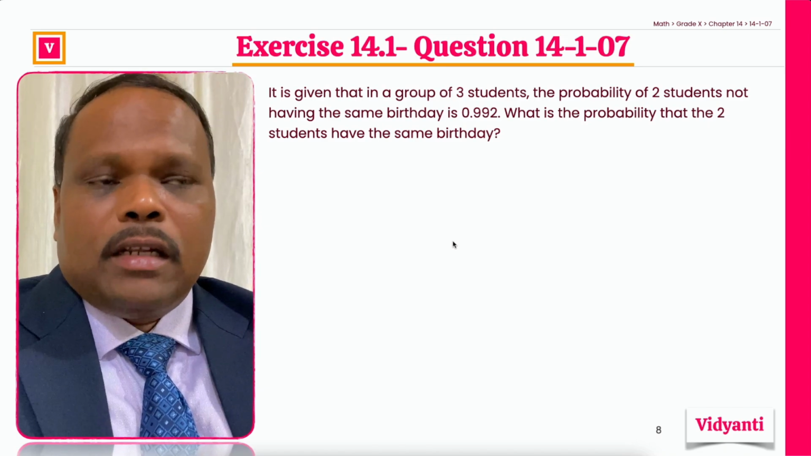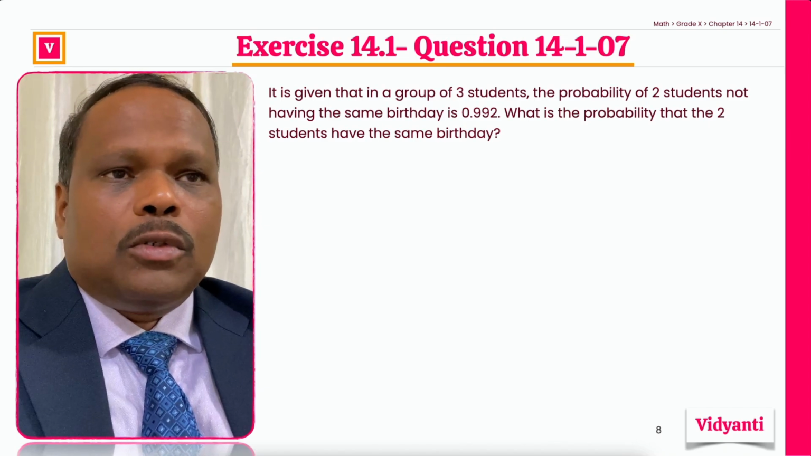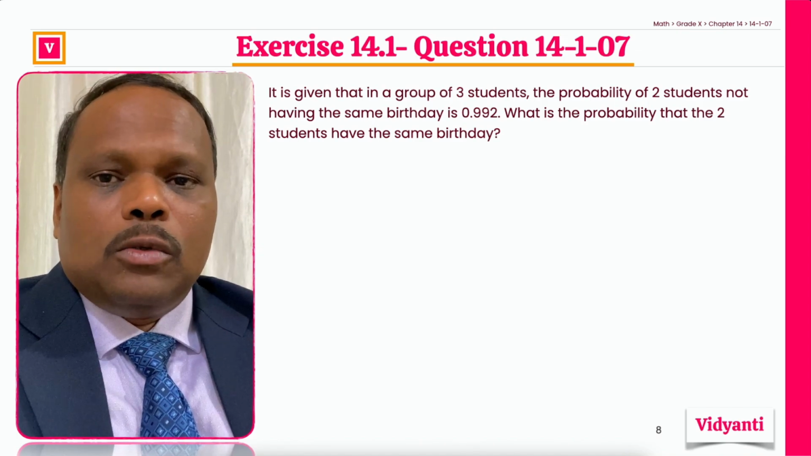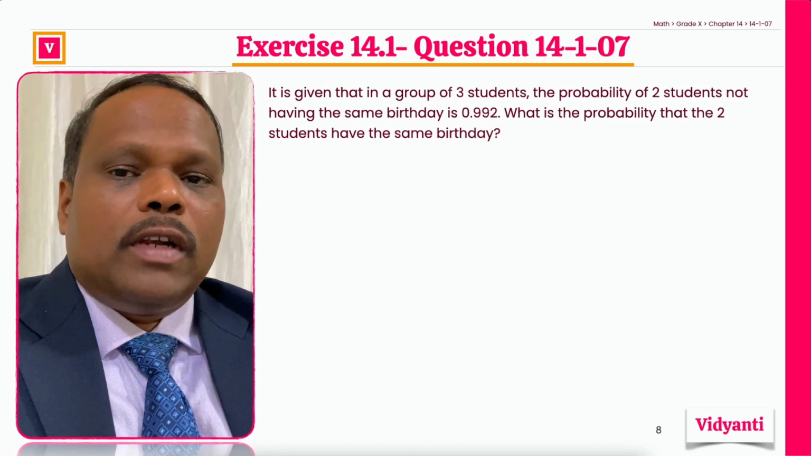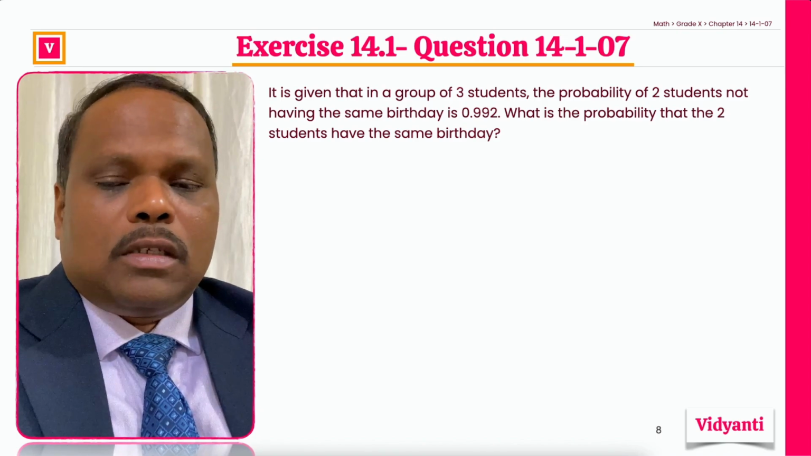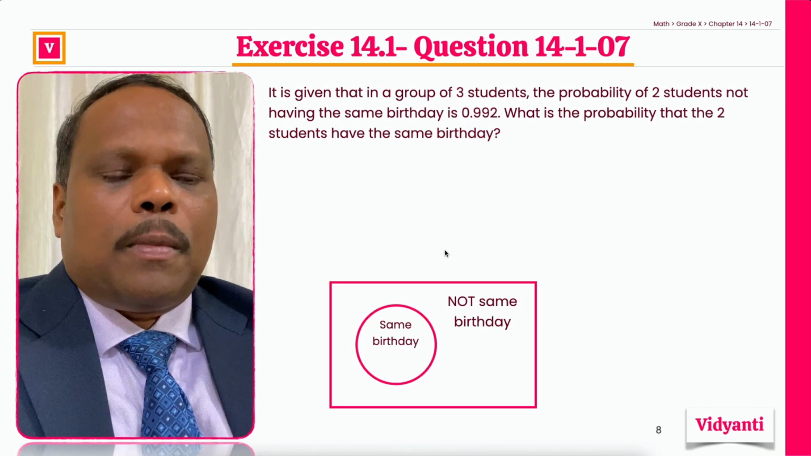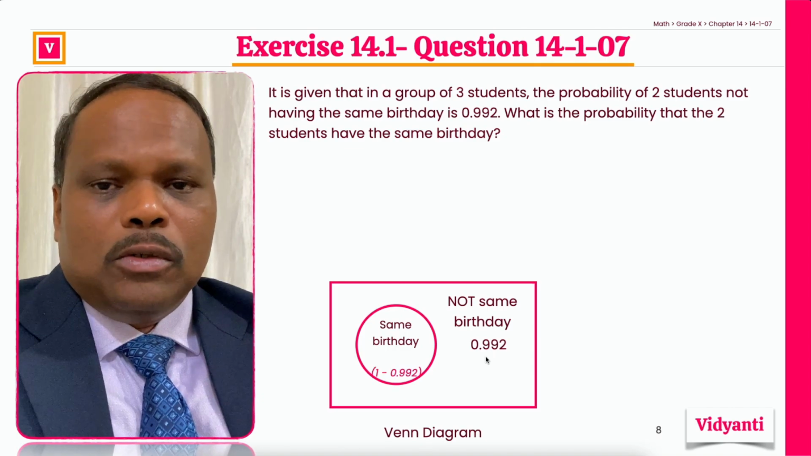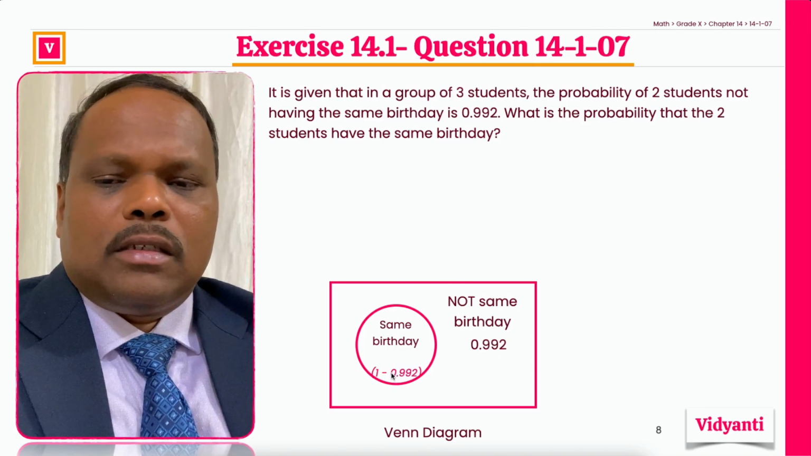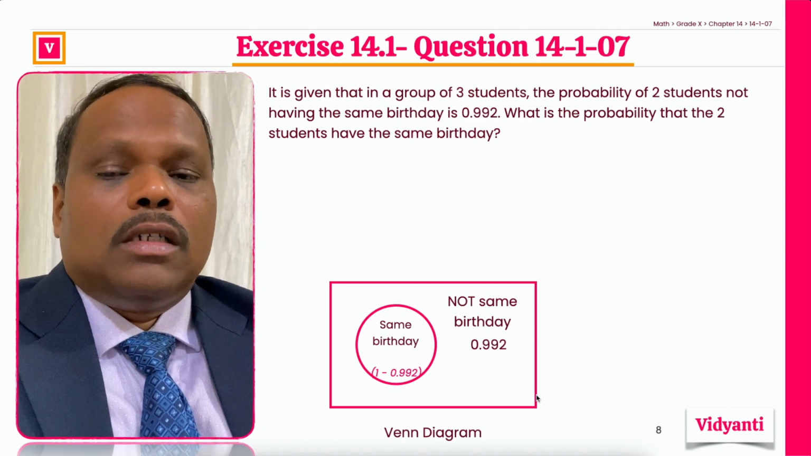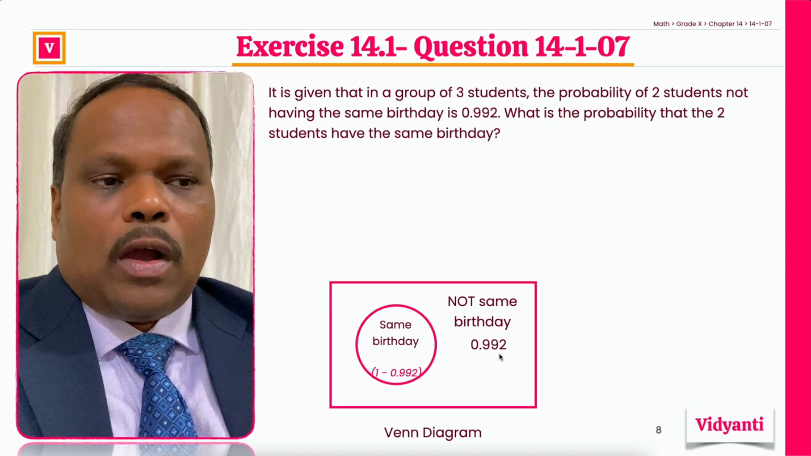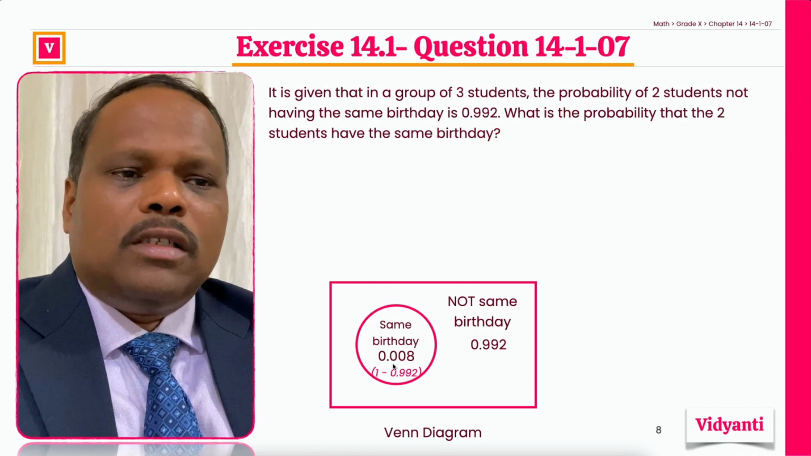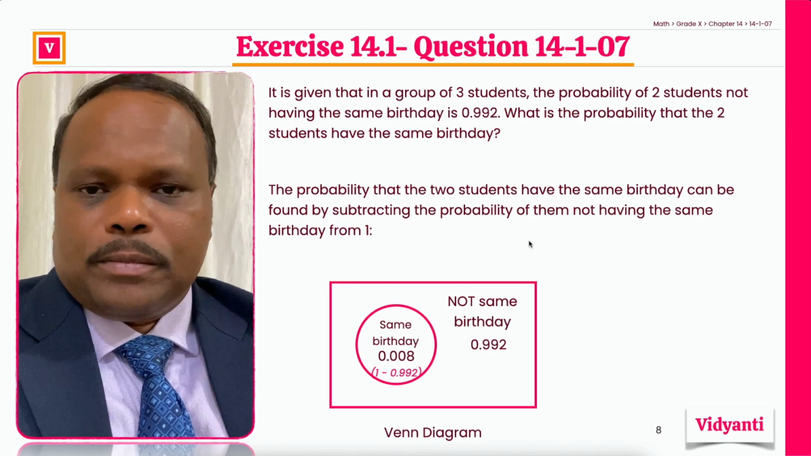It is given that in a group of 3 students, the probability of 2 students not having the same birthday is 0.992. So either 2 students will have the same birthday or 2 students will have different birthdays. There are only these 2 possibilities. So not having the same birthday is 0.992. So same birthday will be 1 minus that, because collectively it will be 100% or 1. So if outside is 0.992, inside will be 1 minus 0.992. That will be 0.008, and that will be your answer.